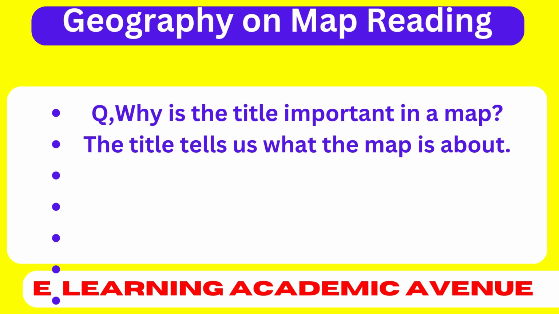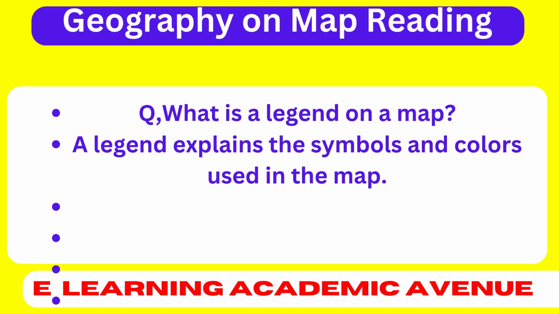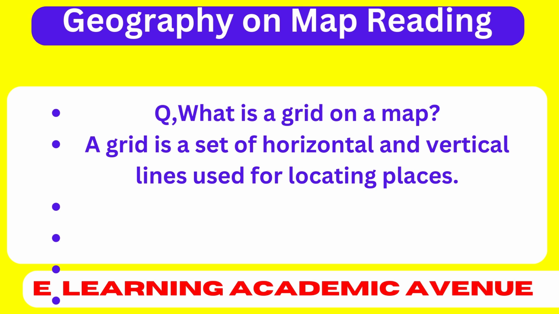Question 23. What is a compass rose? A compass rose is a symbol on a map showing directions. Question 24. What is a legend on a map? A legend explains the symbols and colors used in the map.